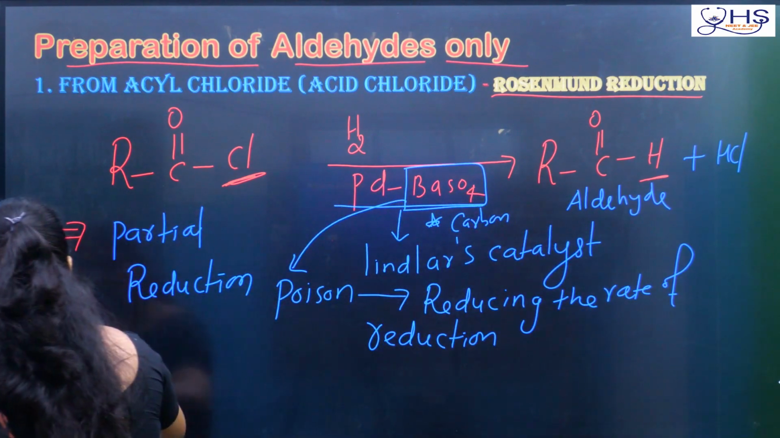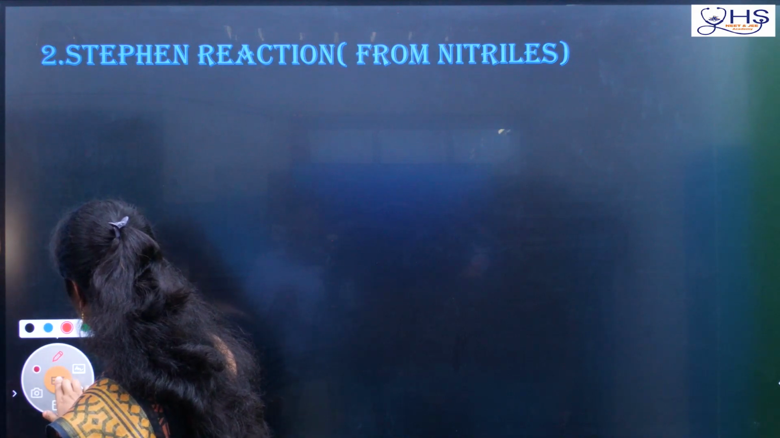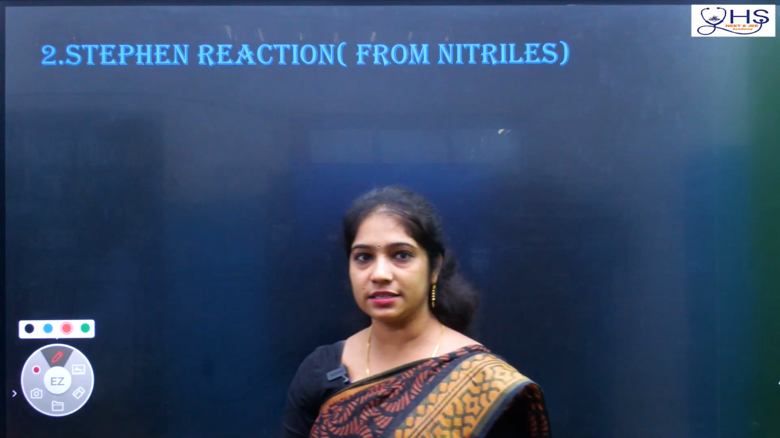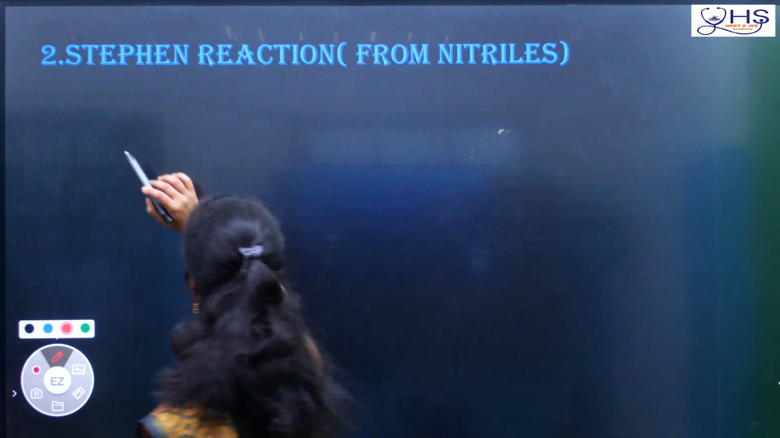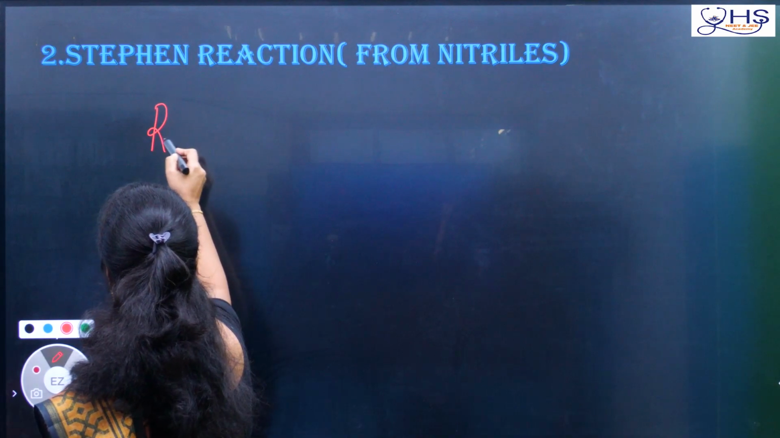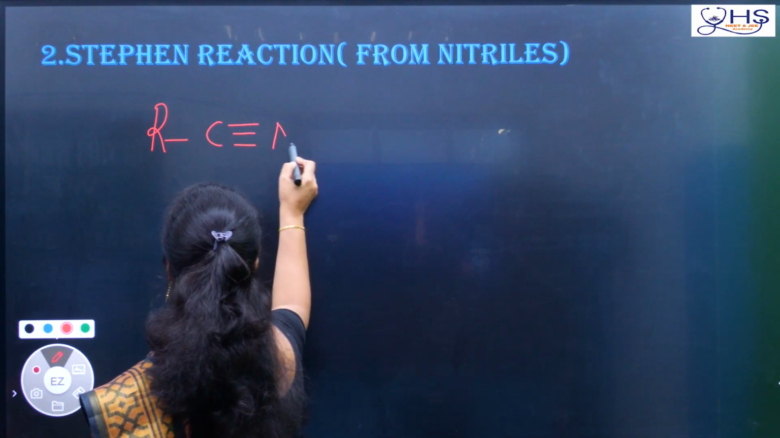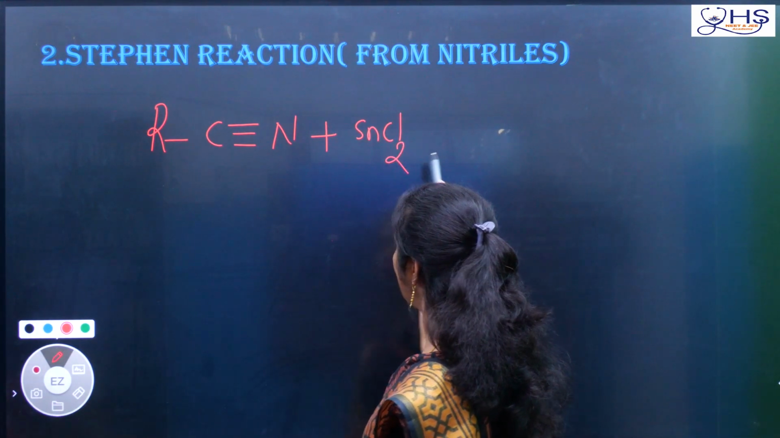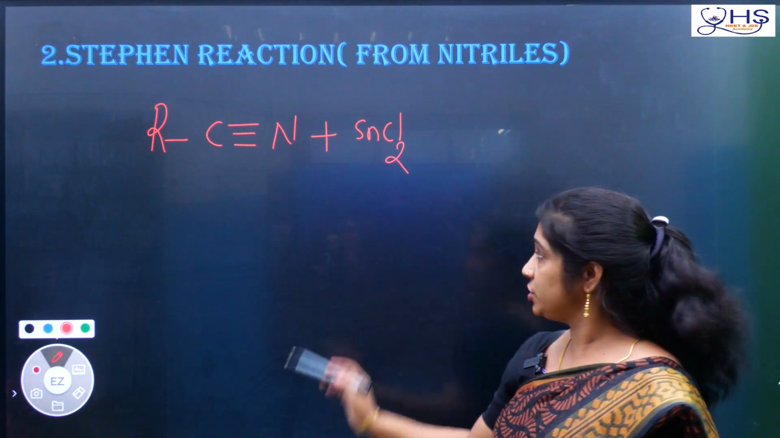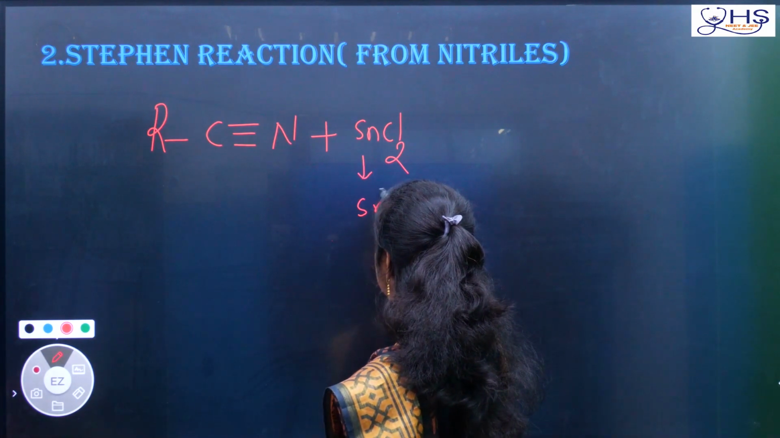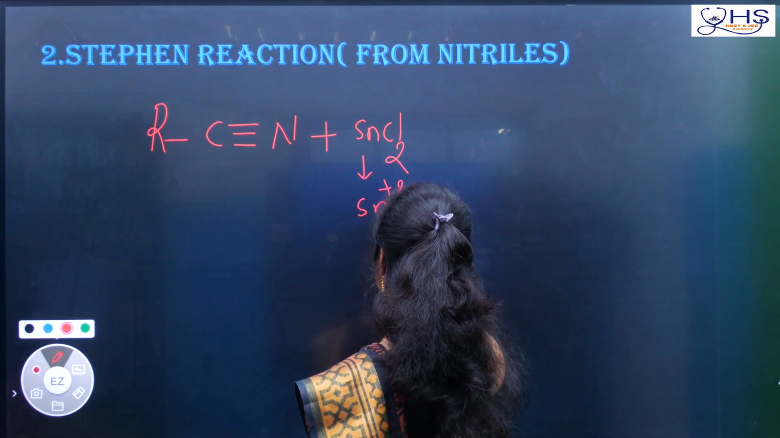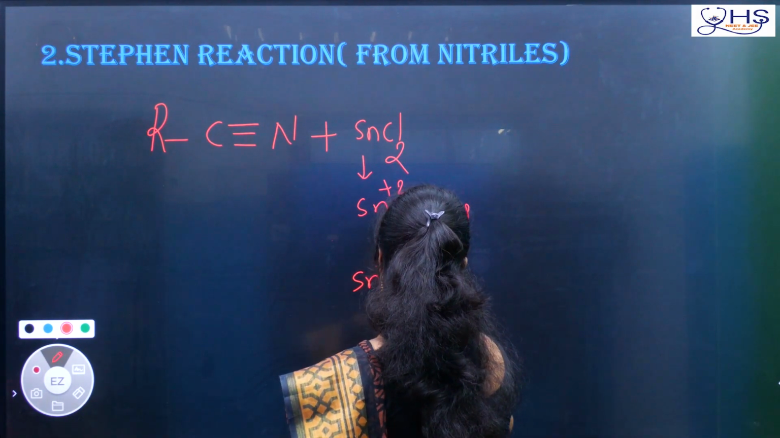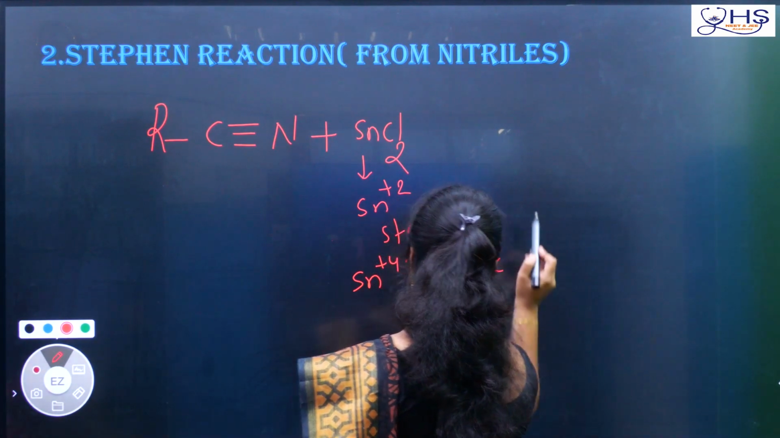Now let's move to second method. What is the second method of preparation of aldehyde? It is Stephen reduction, or you can say Stephen reaction. This is also a named reaction. Here what we will do is nitrile. Nitrile is RC triple bond N. Nitrile will be taking the stannous chloride. Stannous chloride is SnCl2, tin chloride, plus 2. Tin in plus 2 oxidation state, we call it as a stannous. If it is a plus 4 oxidation state, we will call it as a stannic.